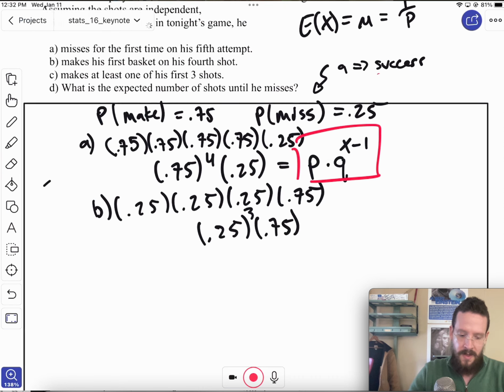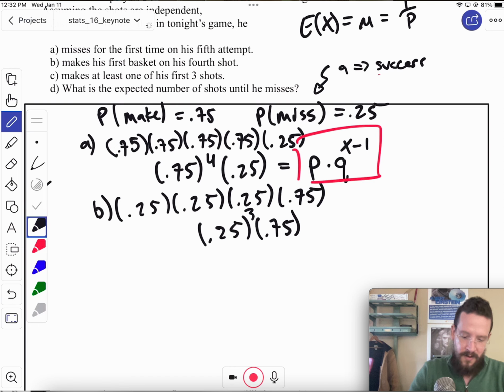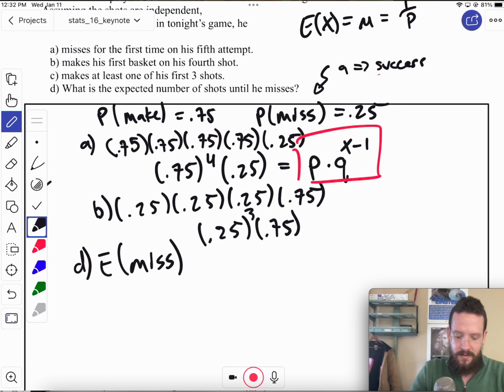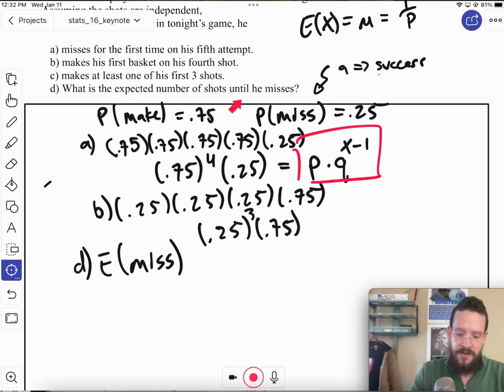All right, I'm going to jump down to letter D here. It says, what is the expected value of the number of shots until he misses? Until he misses. Okay, so what does this mean? Well, this means we want the expected value, this is letter D, of a miss. And this is how these are interpreted, because what are we doing with the geometric series? We're doing something until a success, or until what we're looking for happens.